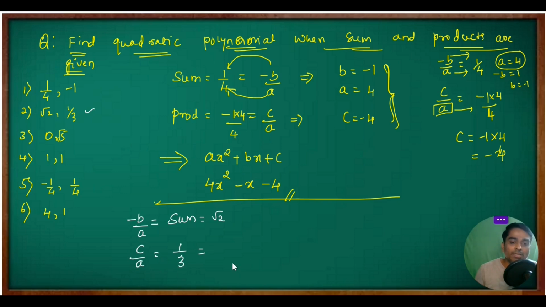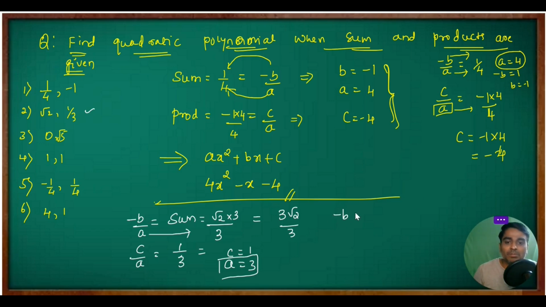Now look at this c by a. In the place of a you have 3 and in the place of c you have 1. You got a and c value, you need b value, go here. Now in the place of a, what is there? Nothing is there, which means 1 is there. But you got your a value as 3, so you have to write 3 here. If you are writing 3 down, then you have to write it up also. So now this is 3 root 2 by 3.